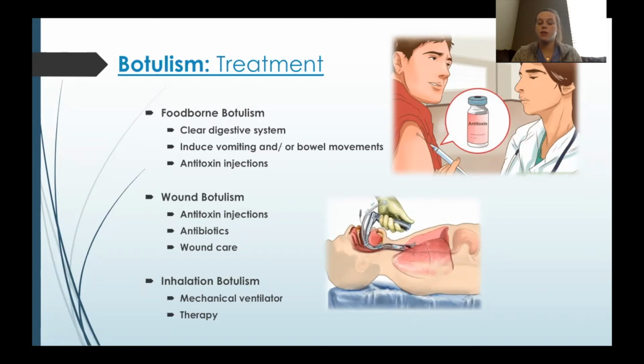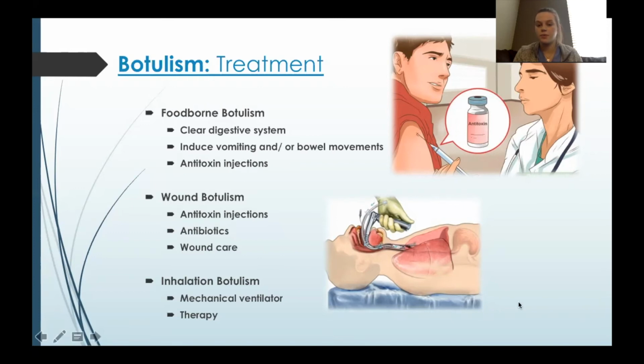They also use that in wound botulism. Along with wound botulism, they'll prescribe antibiotics to help prevent further infection. They also use wound care to help prevent further infection in the wound. For inhalation botulism, it's a little bit more serious, and you usually end up in the hospital on a mechanical ventilator, and afterward will receive therapy to restore functions.